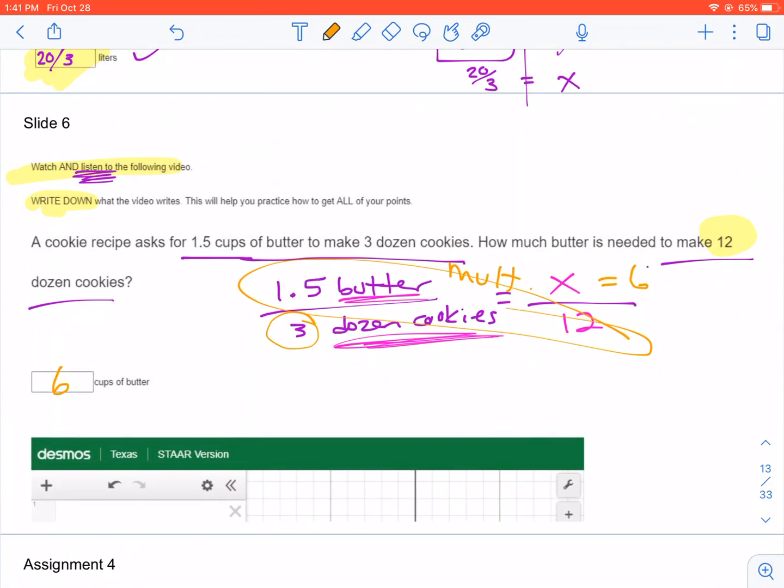X equals 6. There's not a lot of work that we have to show with this question. We set it up, we get points, we do our oval and our circle to show what we're doing, we get points, we put in our correct answer, we get points.